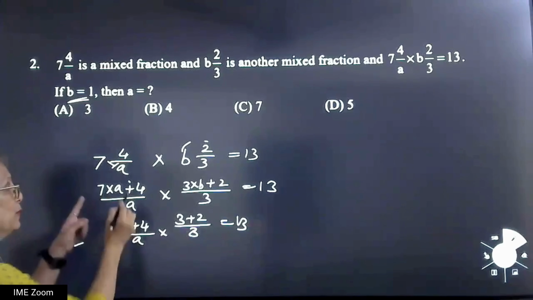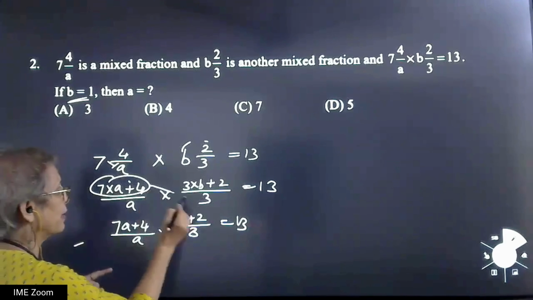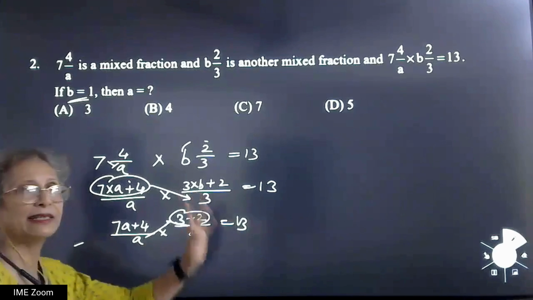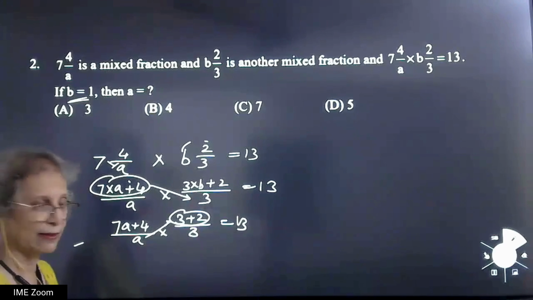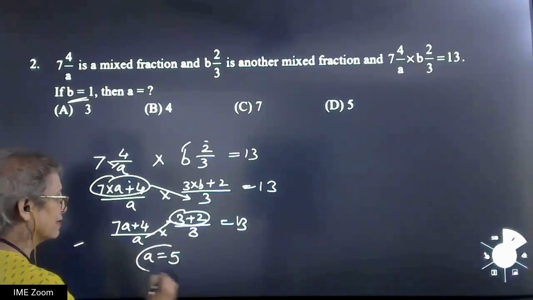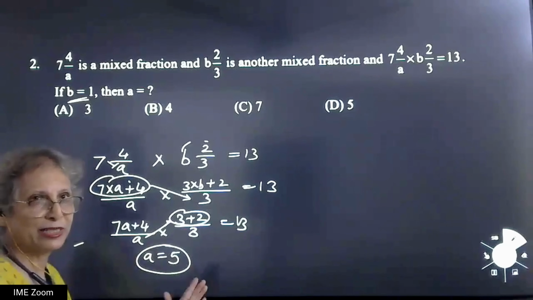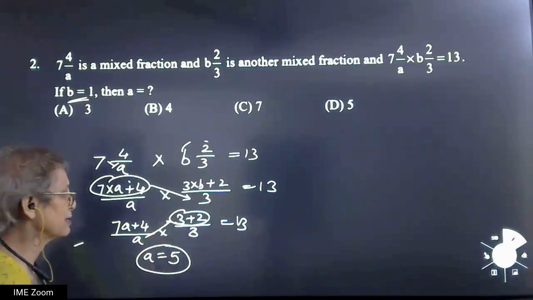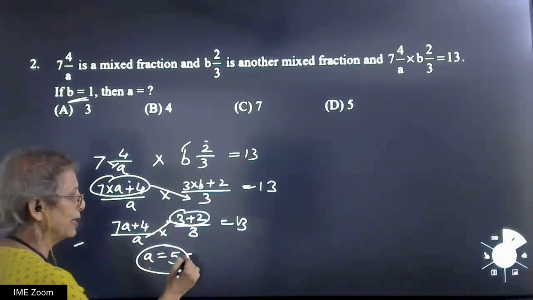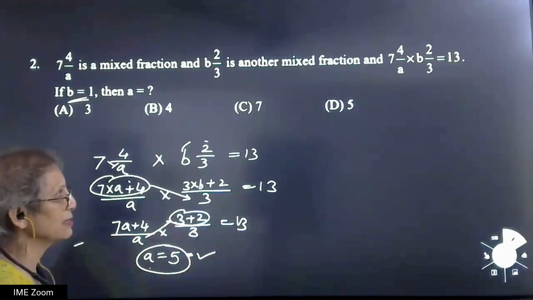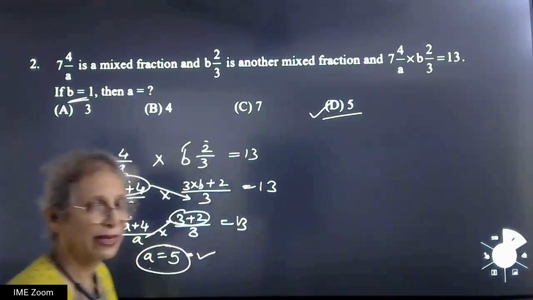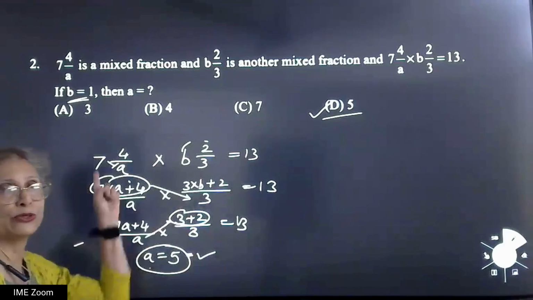As I have told you, this number must be divisible by 3 and this number must be divisible by A. Then only we will get a whole number as the answer. And therefore A must be 5. At least 5. A must be 5 and then only it is divisible, because this number is fixed and it is divisible by A, and therefore A is 5. And so our answer is D. This was not so difficult.